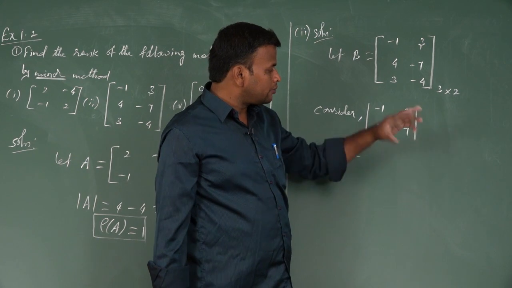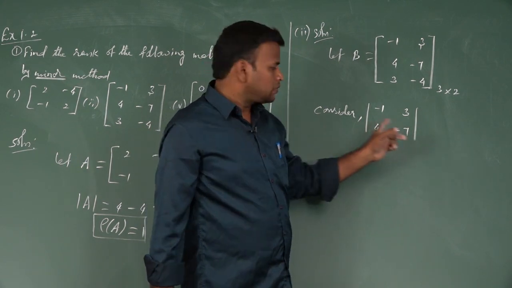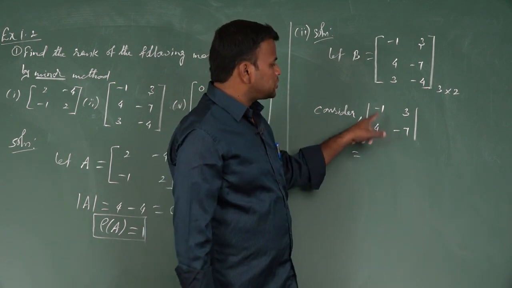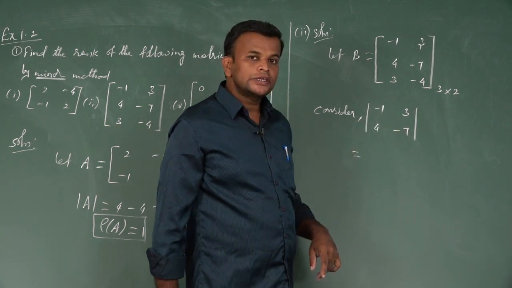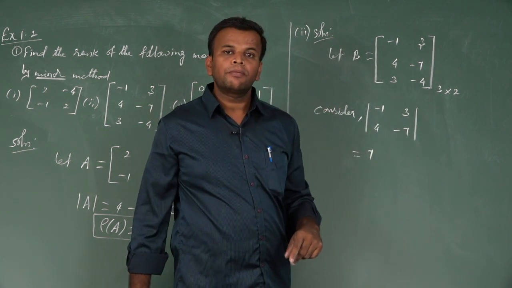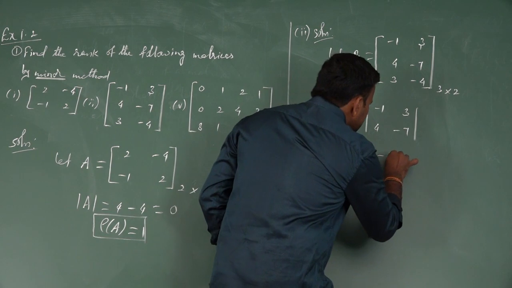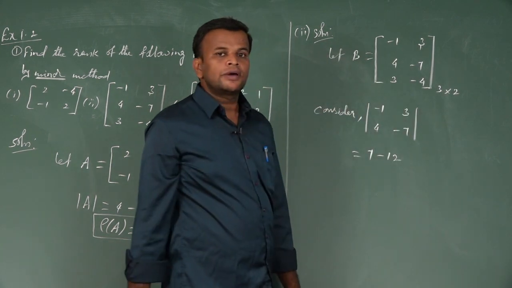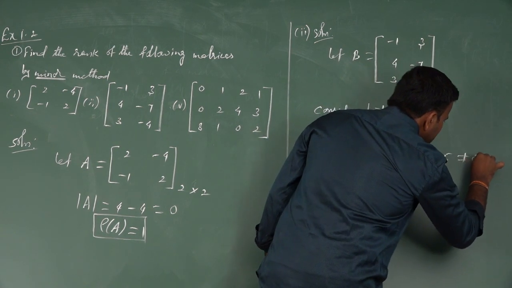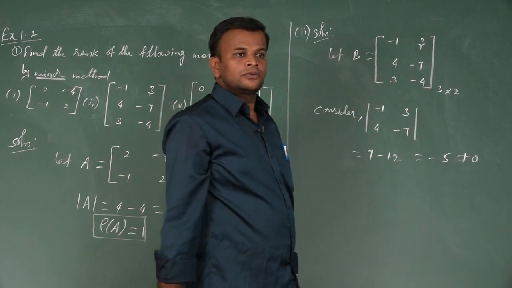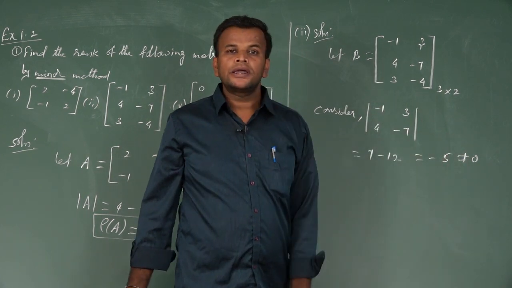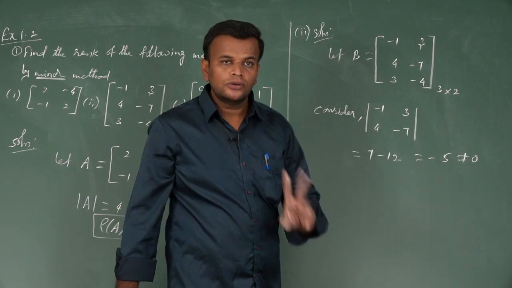Actually, whatever the order of the matrix, suppose we converted it into a matrix whose order is 2 by 2. We find its determinant: minus 1 into minus 7 is plus 7. We multiply these two elements with a minus sign, so minus 12. 4 threes are 12. 7 minus 12 is minus 5, which is non-zero. So the 2 by 2 determinant value is non-zero. Therefore, the rank of the matrix is equal to 2.